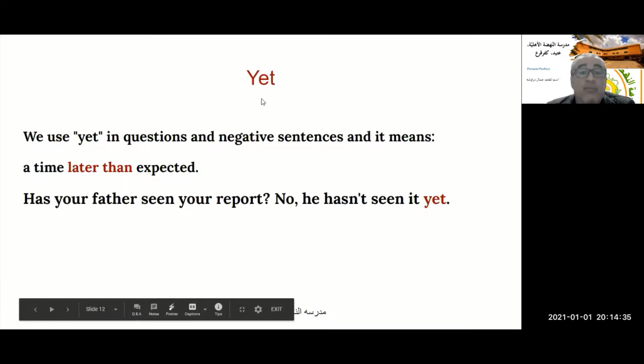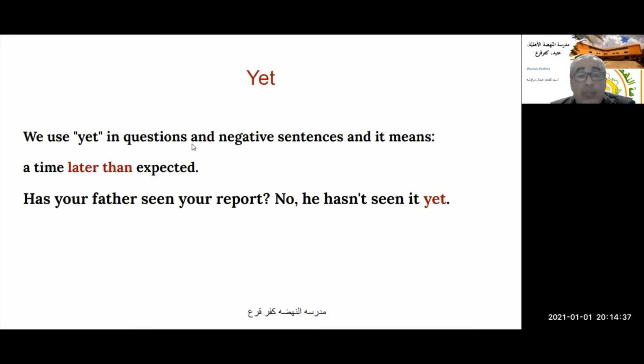All right, let's move to yet. We use yet in questions and negative sentences. And what does it mean? It means a time later than expected. We can translate it into Arabic, more or less, as لحد الآن. For example, has your father seen your report? You came back home, you have a report, and I'm asking you, has your father seen your report? And you answer, no, he hasn't seen it yet.